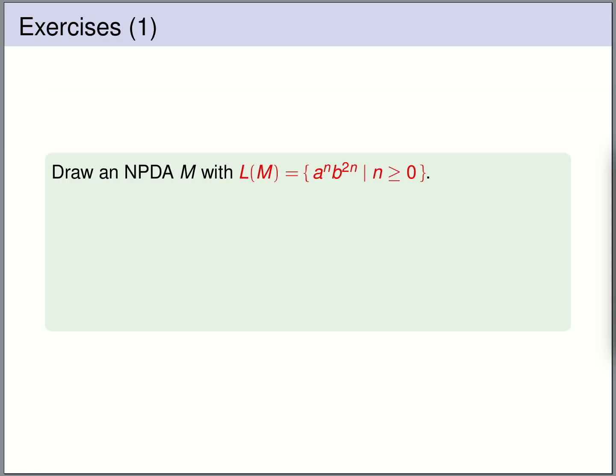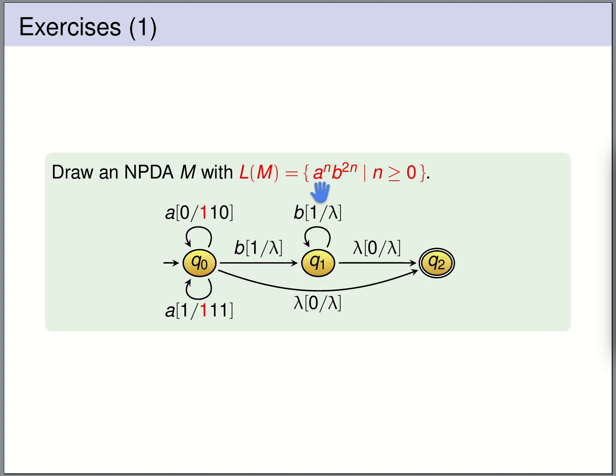So what can we do if we want to change the automaton in such a way that instead of a to the n, b to the n, it accepts the following language, namely a to the n, b to the 2n. So twice as many b's as a's. I think the idea is quite obvious. We add 2 1s for each a that we read.